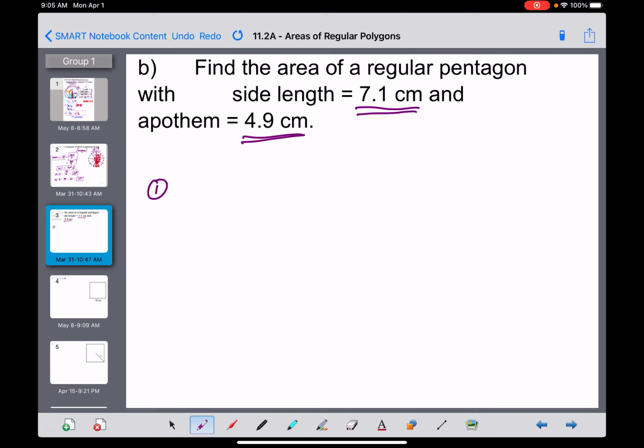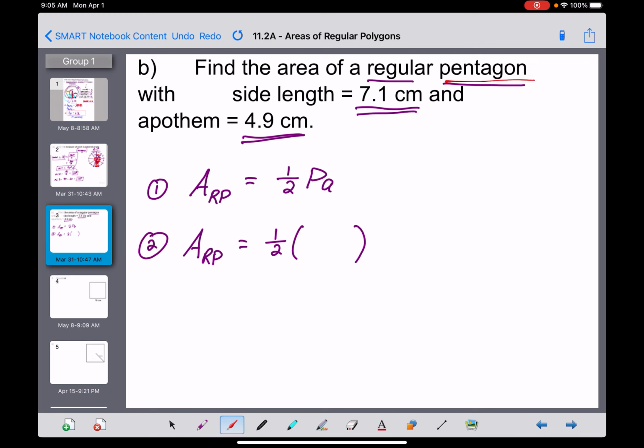We're trying to find the area of a regular pentagon, so I'm going to use the formula: area of a regular polygon is equal to 1/2 times capital P, which is its perimeter, times little a, which is its apothem. Step number 2, fill in what we know. Area of the regular polygon is equal to 1/2, and now we need the perimeter. Well, to find perimeter, we know that in a pentagon, the number of sides is 5, and the side length here is 7.1.